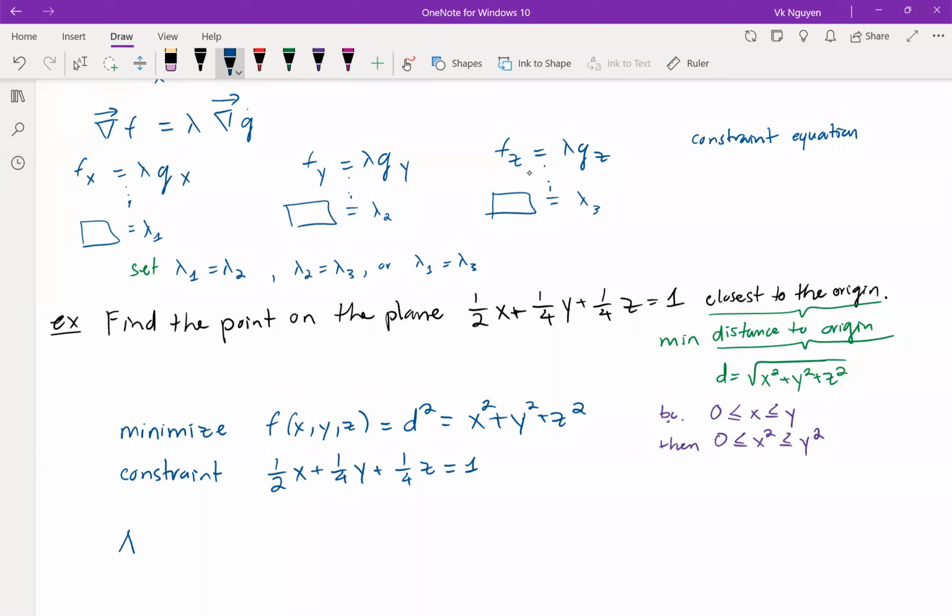Okay, I'm going to give you the answer here. The answer is 4/3, 2/3, 2/3. Okay, guys, have fun with these two problems.